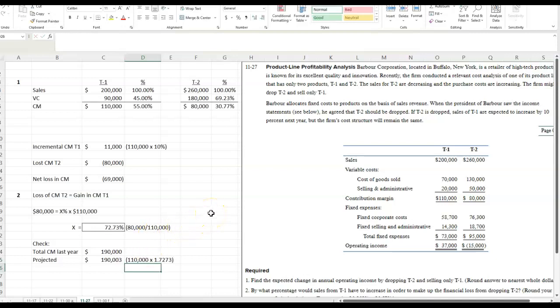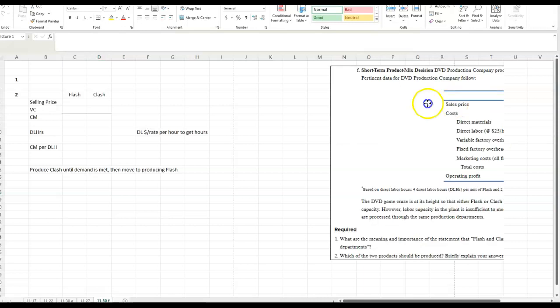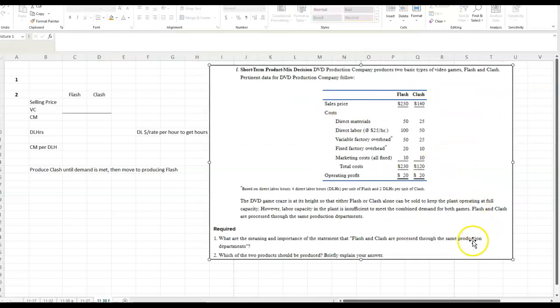Okay, profitability analysis. Next one, last one. This is a short-term production mix decision, and we're going to use production mixes. I'm going to go over those in detail in our next class, but we'll do a quick one here.